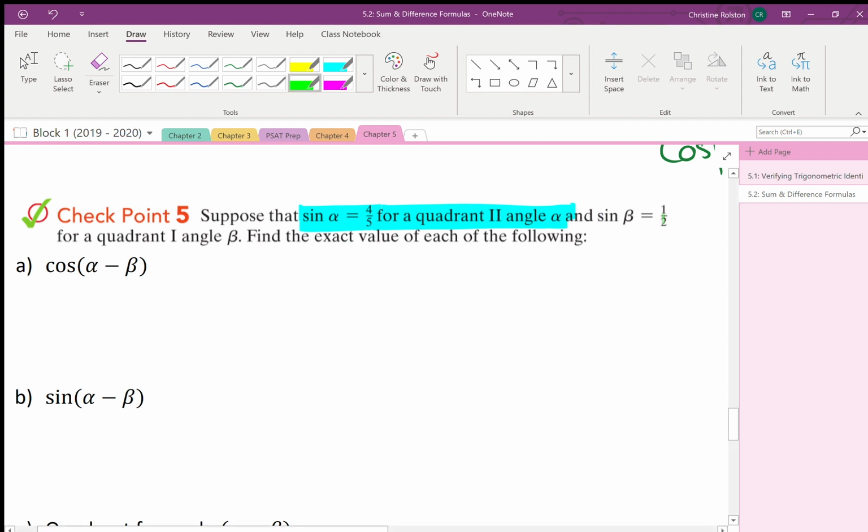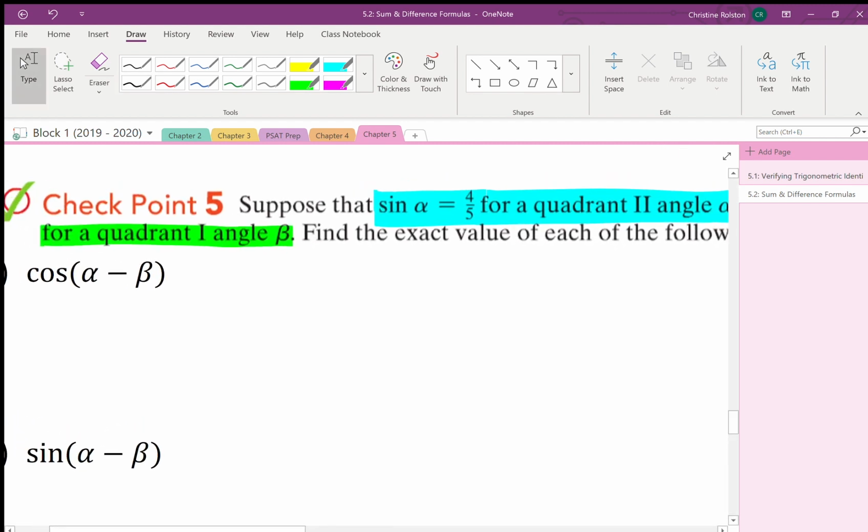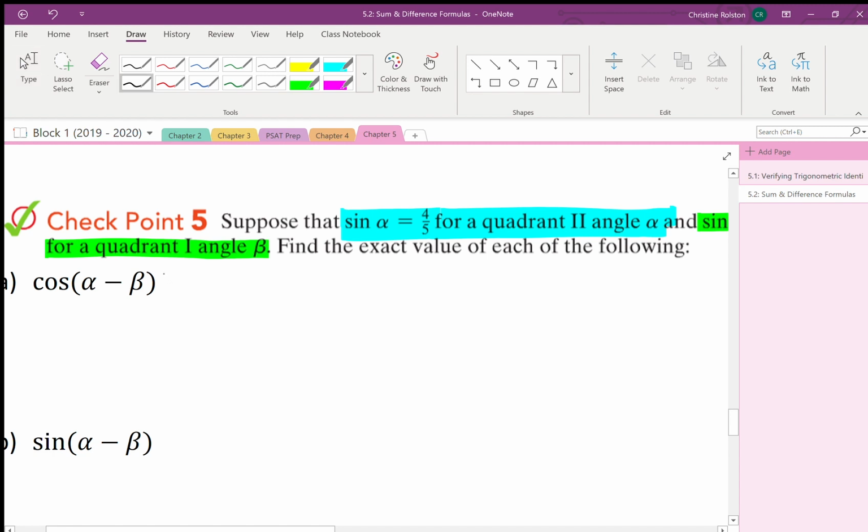And sine beta is 1/2 for a quadrant 1 angle beta. And I gotta find the exact value of each. So the exact value means I gotta write out the formula and plug in all my pieces. So cosine alpha plus beta. Alpha minus beta, I mean. So we have cosine alpha, cosine beta, plus sine alpha, sine beta.